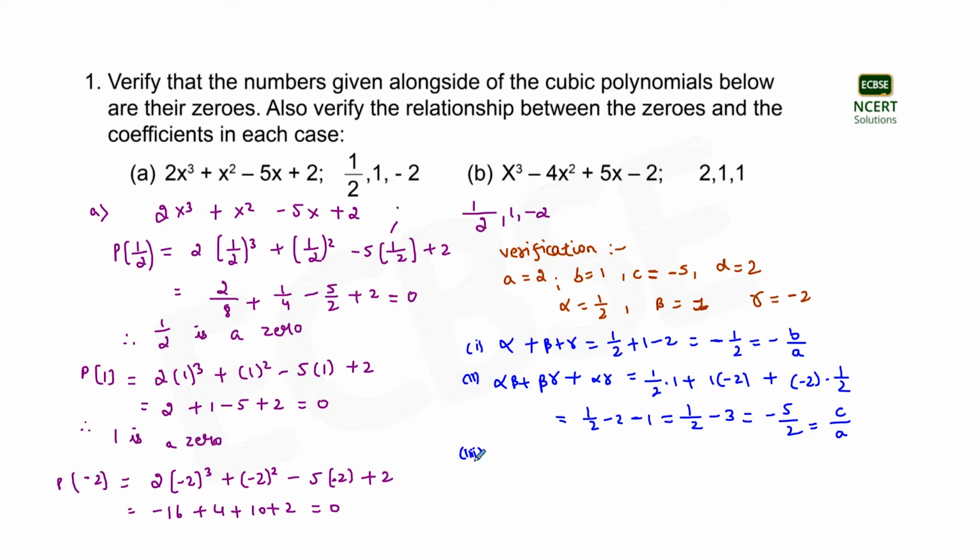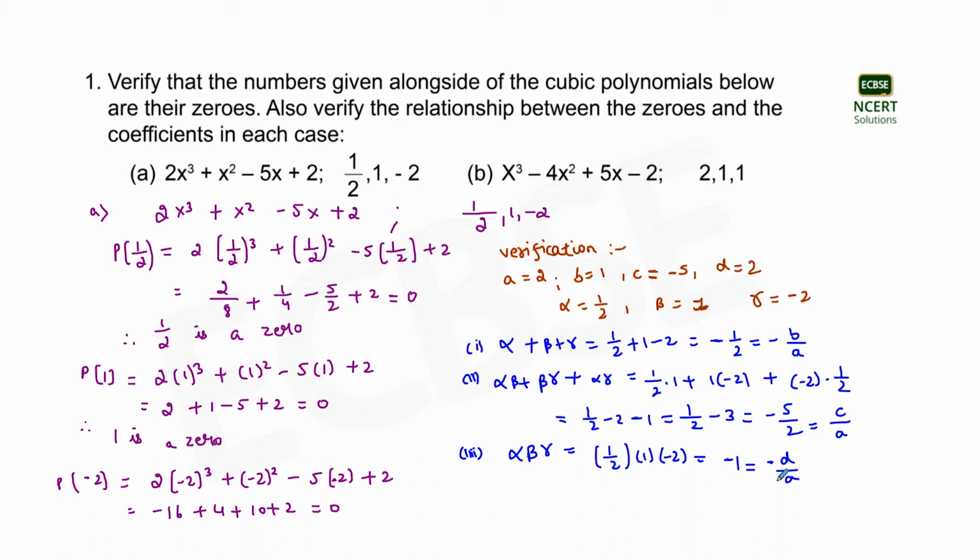So now coming to the third relation, it says the product of alpha, beta and gamma is equal to minus d over a. Now substituting the values, that is 1 by 2 into 1 into minus 2 comes out to be equal to minus 1, and as we know d is equal to 2 and a is equal to 2, on dividing d over a, the answer comes out to be 1. So we can write here minus 1 is equal to minus d over a.